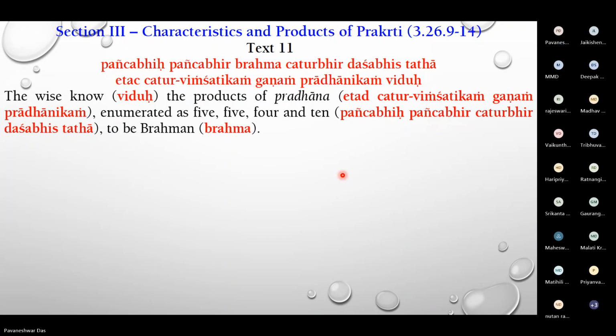The aggregate elements, namely the 5 gross elements, internal knowledge, and the 5 out. When Mahavishnu glances upon Pradhana, Pradhana produces 24 elements. The 24 are listed here. The wise know that the products of Pradhana are enumerated as 5, 5, 4, and 10. Panchabir, Chaturbir, Dashabir. And all these are called Brahman.